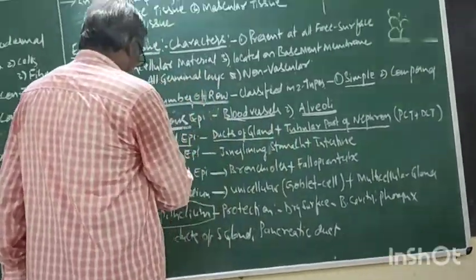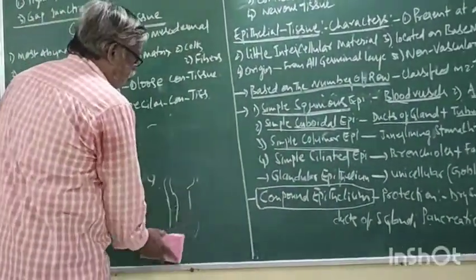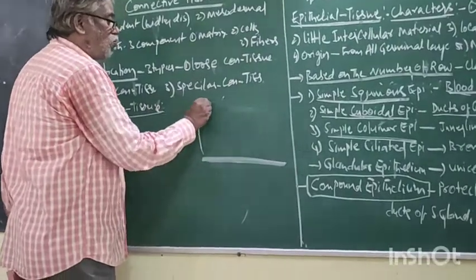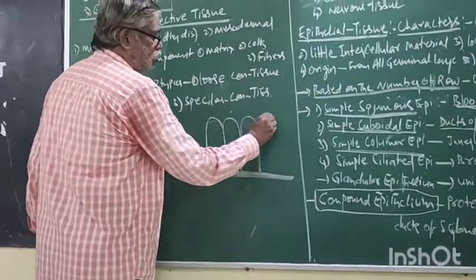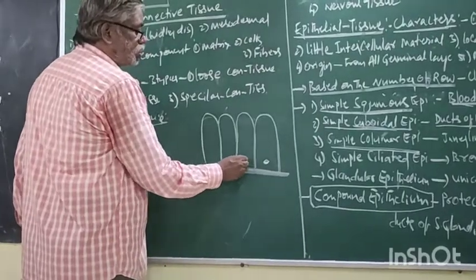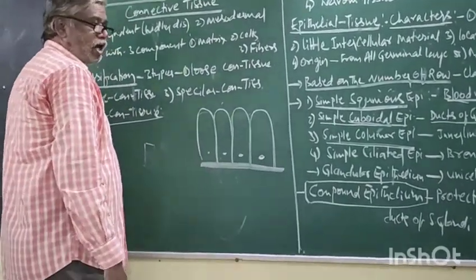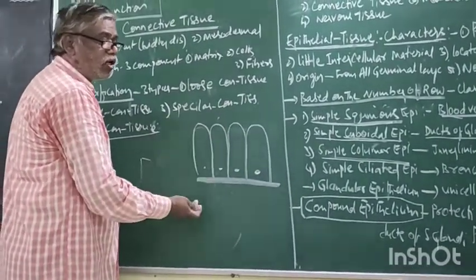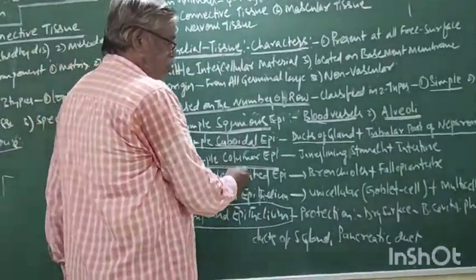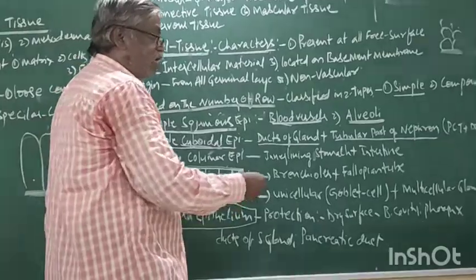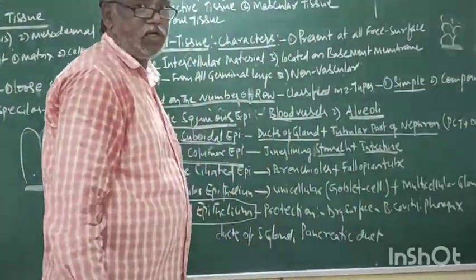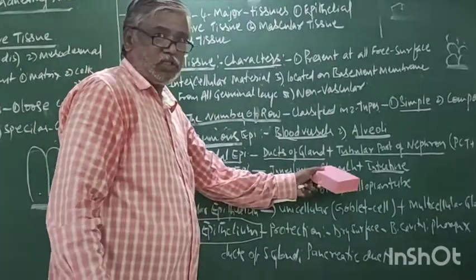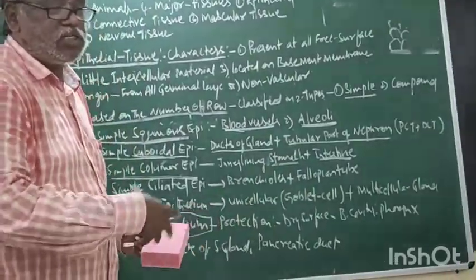Now what is the next one? Simple columnar. Now it is the basement membrane. The cells are long and pillar-like. The nucleus is towards the base, not the center. What is the shape of the cell? Pillar-like. The pillar in Latin is called columna. Hence it is called columnar epithelium. This columnar epithelium is present in the inner lining of stomach and intestine. In these two areas, the columnar epithelium helps in secretion and absorption.